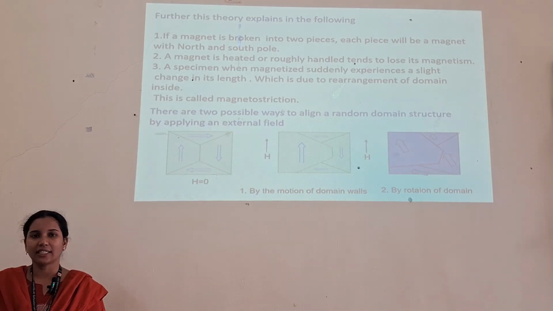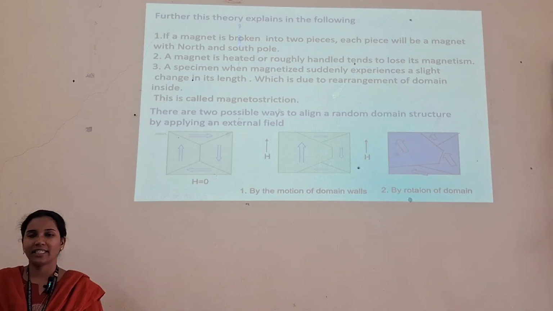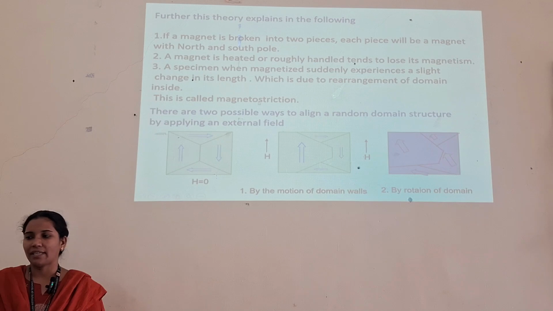A magnet, if heated or roughly handled, tends to lose its magnetism. A specimen, when magnetized, suddenly experiences a slight change in its length, which is due to rearrangement of domains inside. This is called magnetostriction.